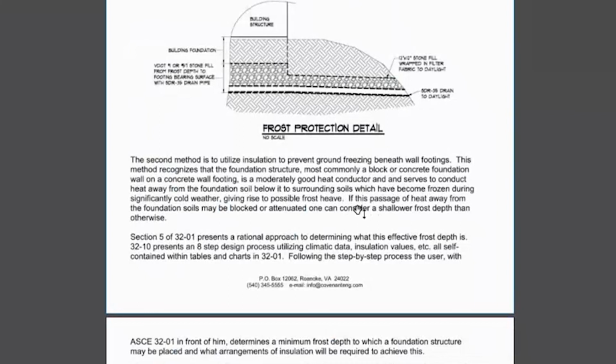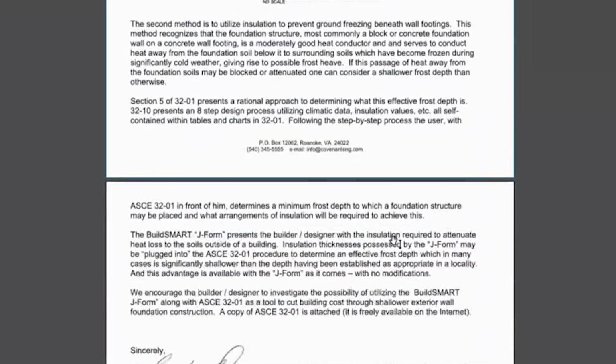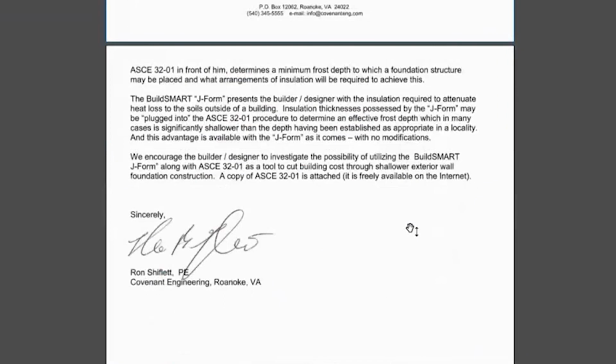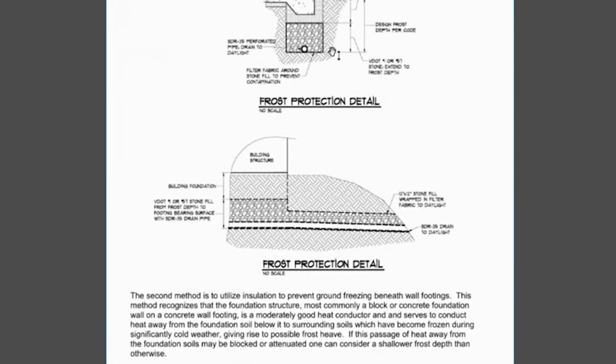So we can see right here that if you go through the ASCE 32, there's a way you can arrive at the shallow footing. It's a little bit more involved, but we're going to unpack that here in a little bit more detail. So the lowest hanging fruit is you dig down the frost depth, and you put on your J-form, and then there's no wing insulation involved.